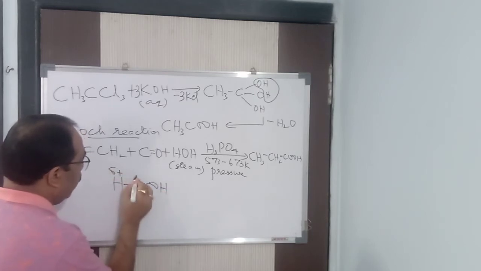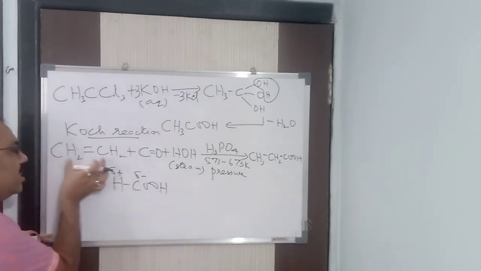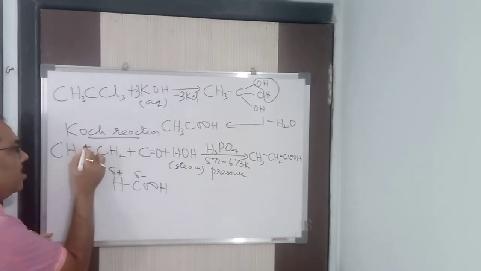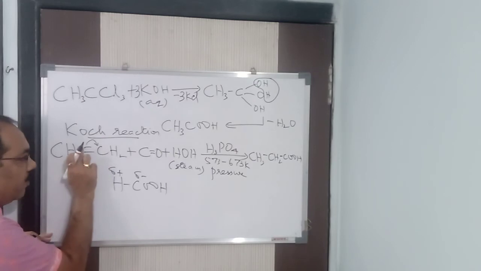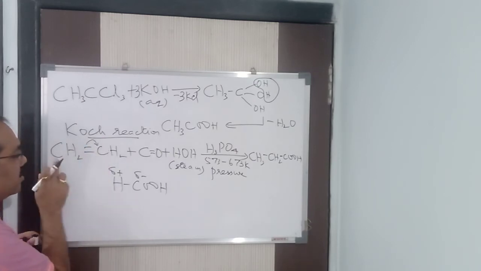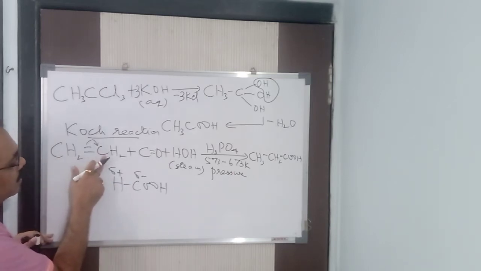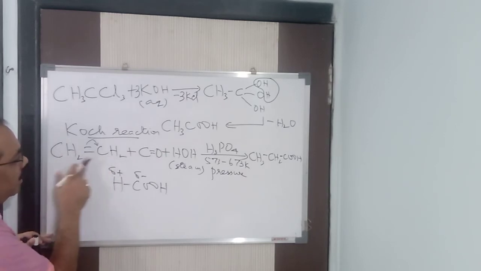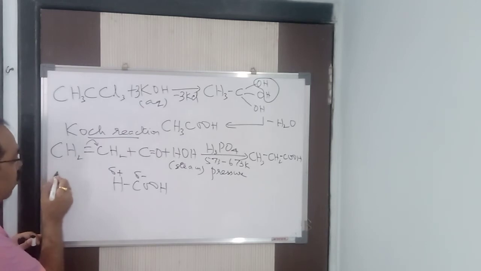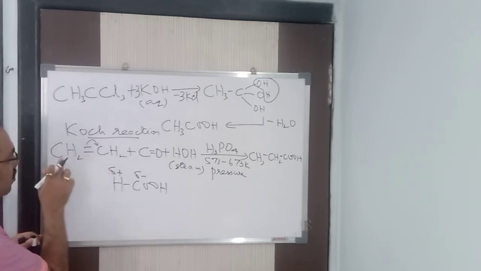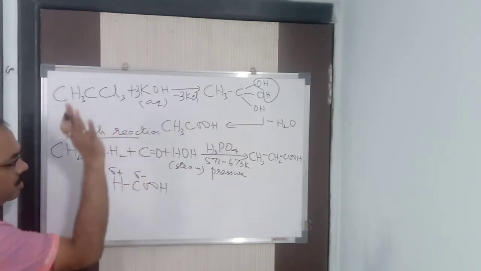It is nothing but HCOOH, where this is positive and this is negative. Now in this ethene, one carbon is positive and the other carbon is negative. How? Because if this pair of electrons goes here, then this carbon is negative and this carbon is positive. So here the COOH group will be added, and here H will be added. So CH3 single bond CH2 single bond COOH. In this way you got it.